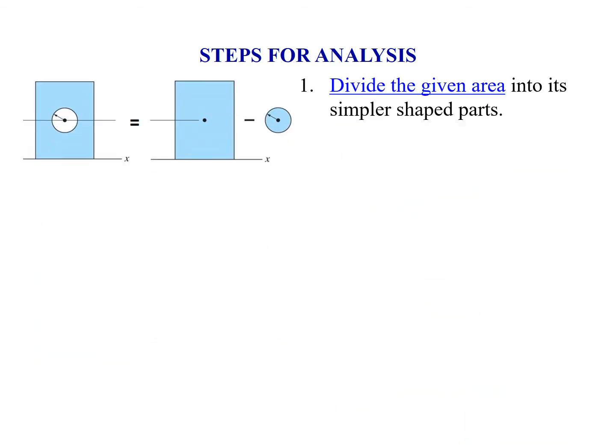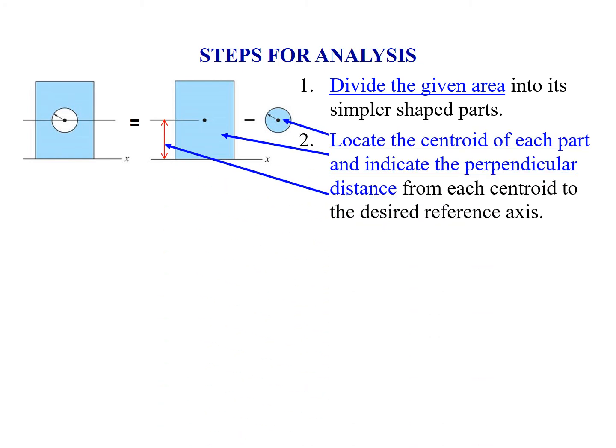The first step for analysis of a composite area is to divide the area into simpler shapes. So we take a rectangle with a hole in it and let it be a whole rectangle minus a body that has the shape of the hole, but which will now have a negative mass. So we'll be subtracting the circular area out of the rectangle. Next, we locate the centroid of each part and indicate its perpendicular distance from the centroid to the desired reference axis.